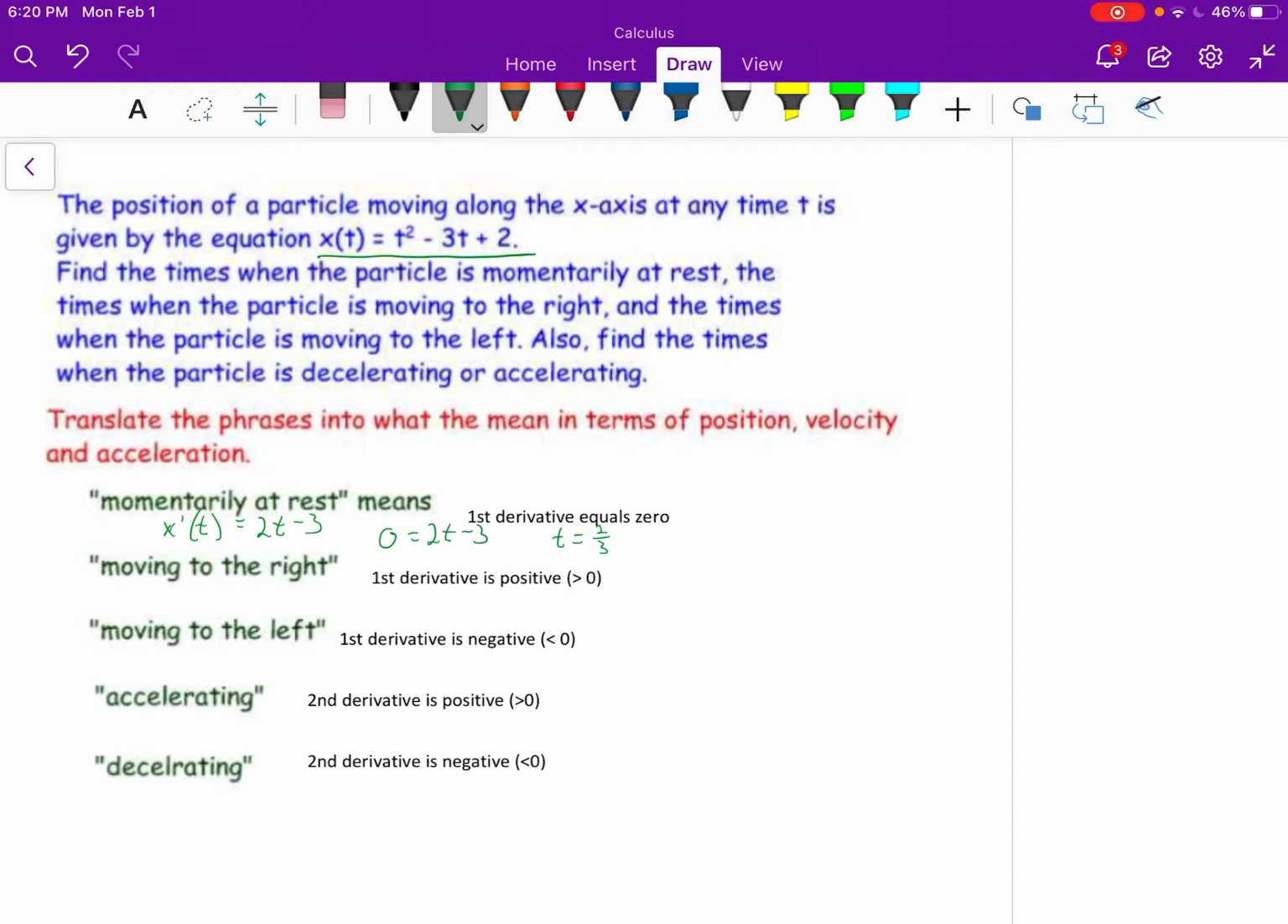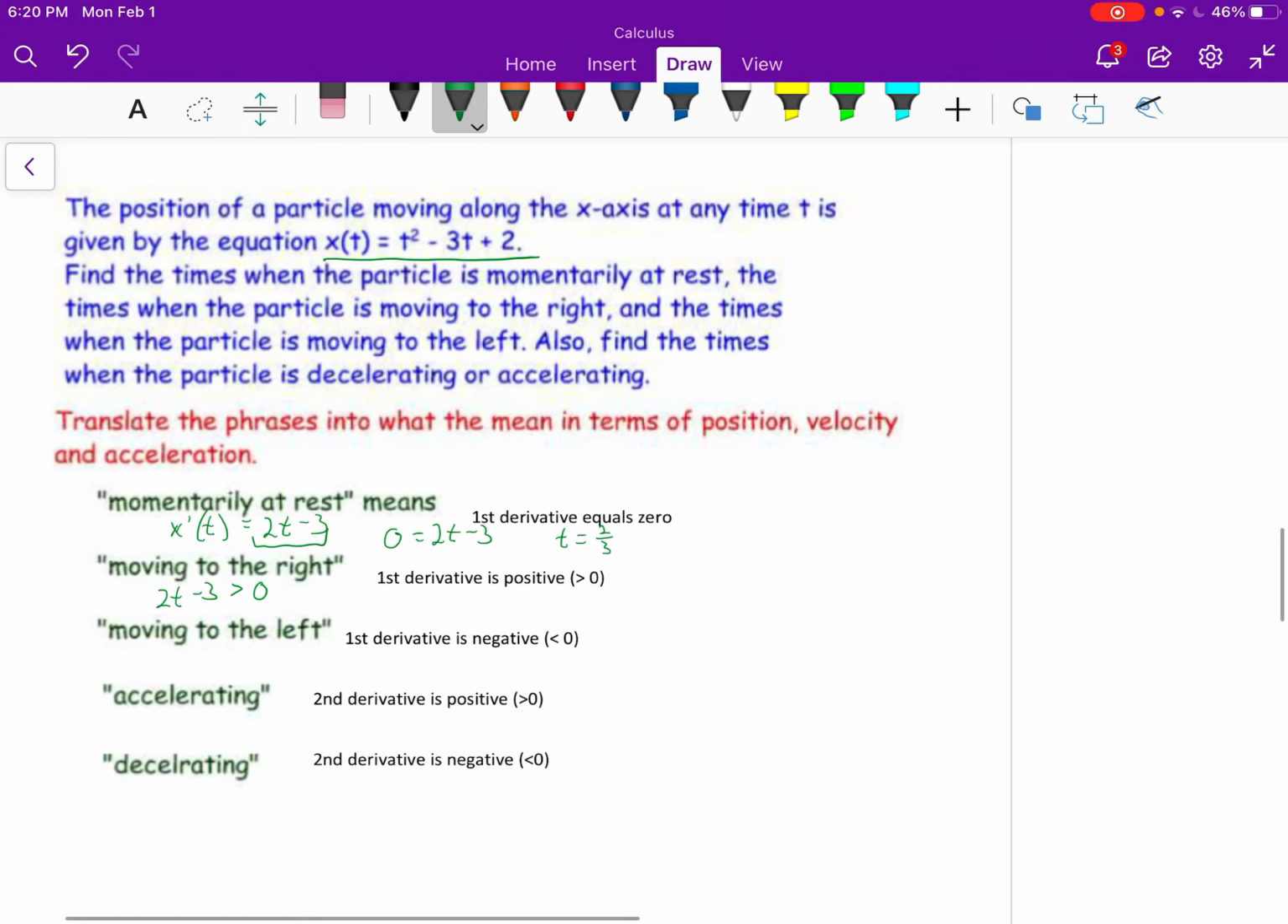Well, moving to the right means the velocity is positive, or the first derivative is positive. So we want the first derivative, which we found here, 2t minus 3, to be greater than 0. Add 3, divide by 2. We're not dividing by a negative, so it's moving to the right when t is greater than 2/3 seconds.